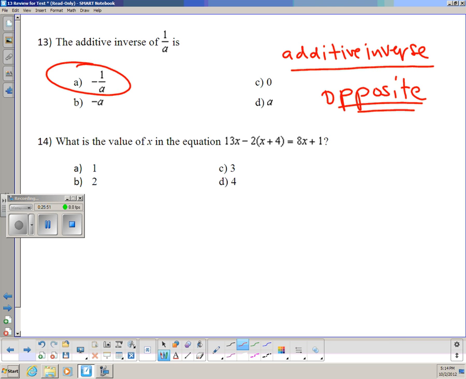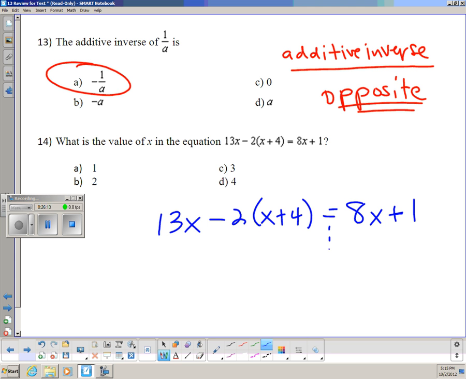All right, number 14 says, what is the value of x in the equation 13x minus 2 parentheses x plus 4 equals 8x plus 1? So like I said, you need to clean your room before you get to go out and move around and go to places. Same thing. I have to clean up the left-hand side before I move anything around.